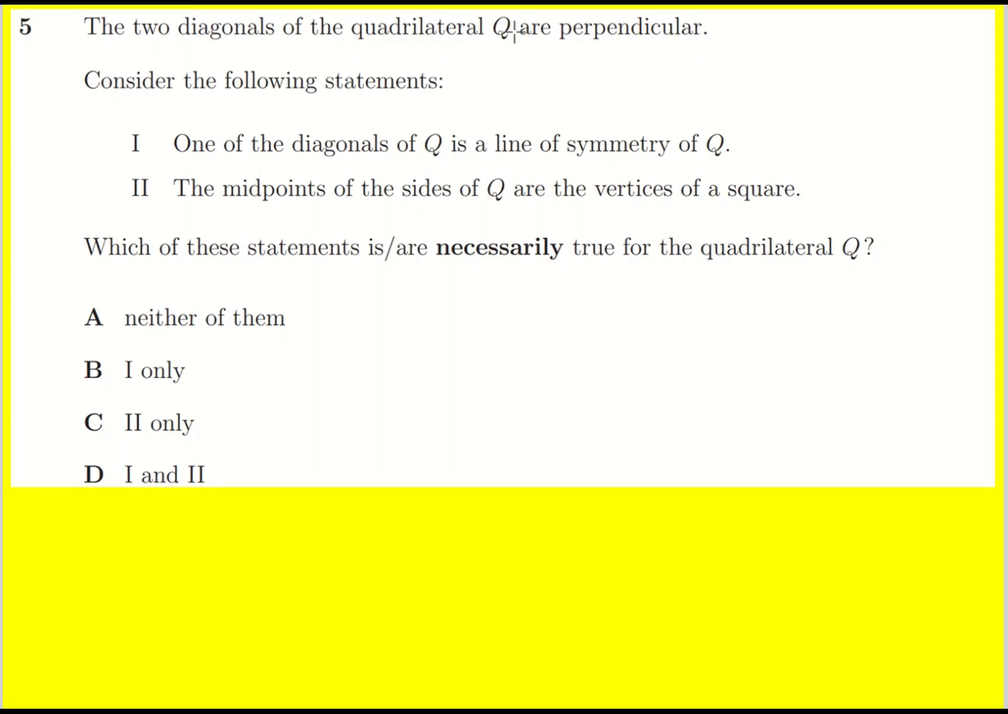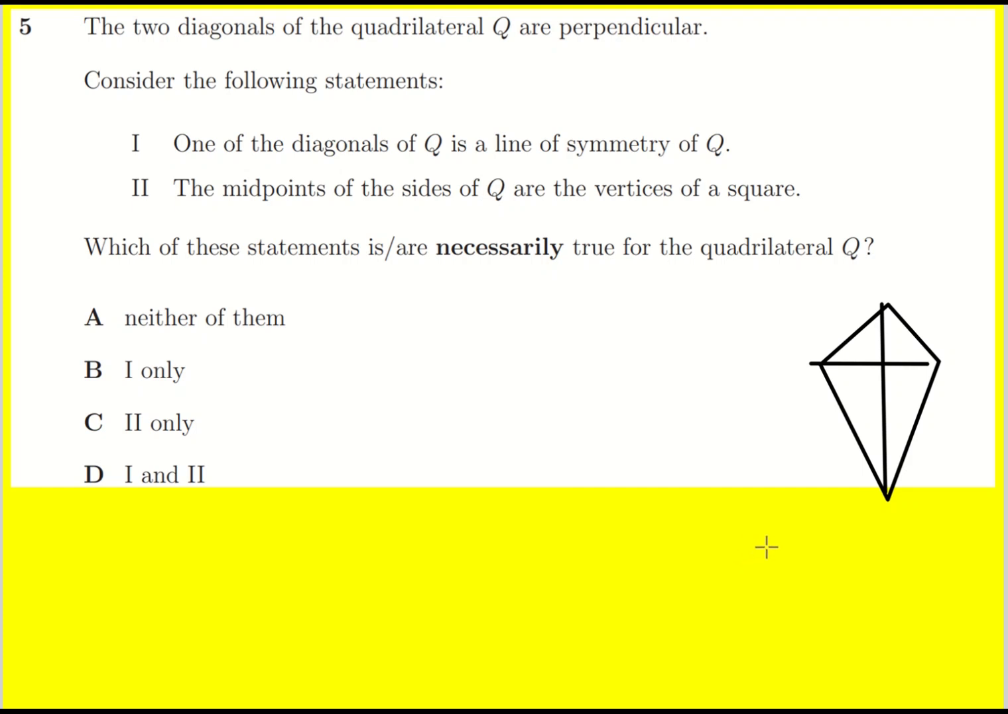Told that the two diagonals of a quadrilateral are perpendicular and asked which of the two statements are necessarily true. So an example of a shape which it is true for is a kite. Then when you draw the diagonal in, they're perpendicular and there is a line of symmetry going down the kite.